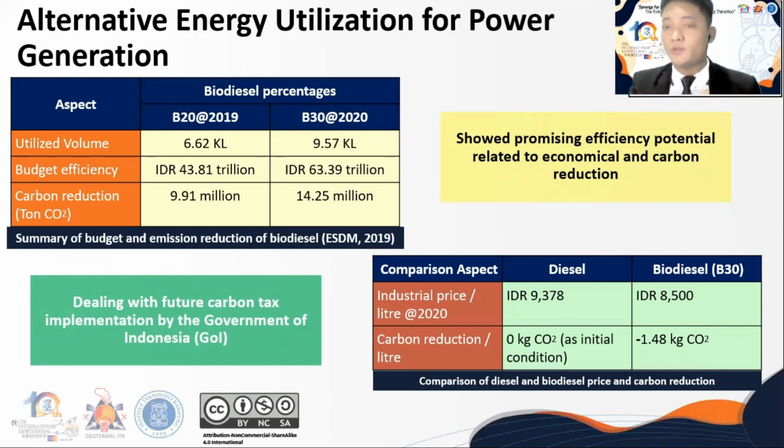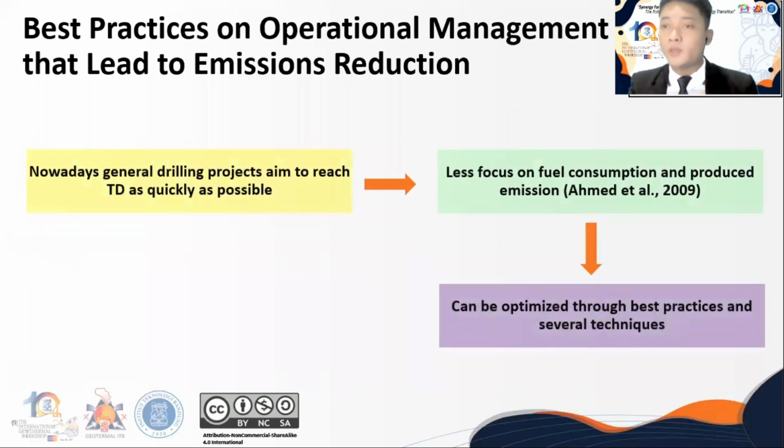The second is best practices on the operational management that lead to emissions reduction in the drilling operation. Some of the mindset in current drilling teams nowadays frequently aim to reach the total depth as quickly as possible, but that focuses on fuel consumption and also produces more emissions. In the strategy from the study, we can still reach TD quickly, but also optimize the reduction of carbon emission generation.